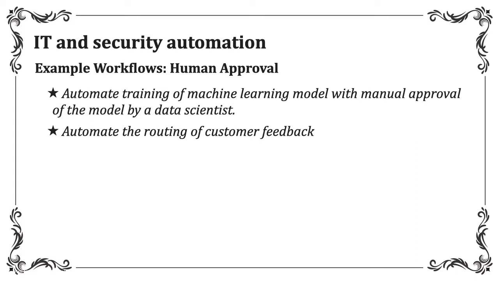Customers also use Step Functions with another type of automation workflow, which is human approval workflow. For example, customers automate the training of machine learning models and then require manual approval of the model by a data scientist before automatically deploying or rejecting the model based upon the response received. Or another example is to automate the routing of customer feedback received based on sentiment analysis so that those with a negative sentiment are immediately escalated for manual review.